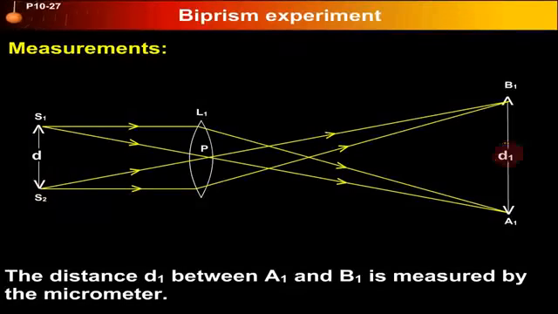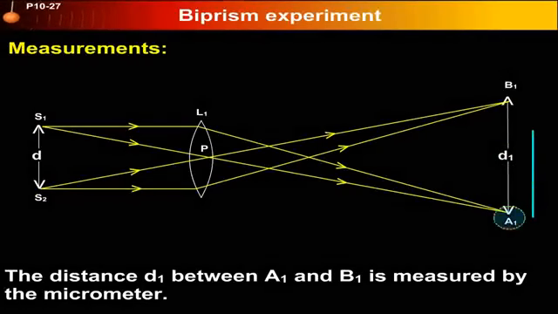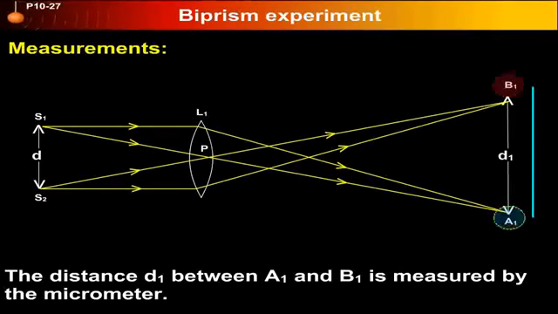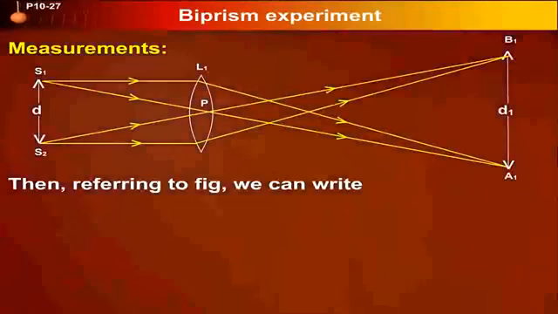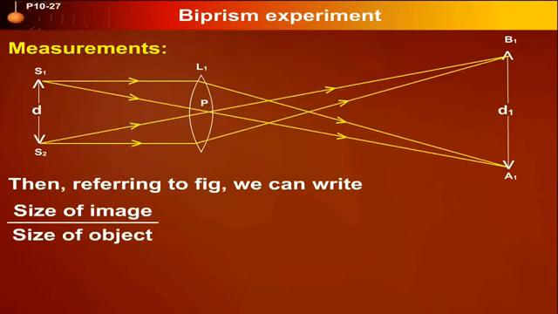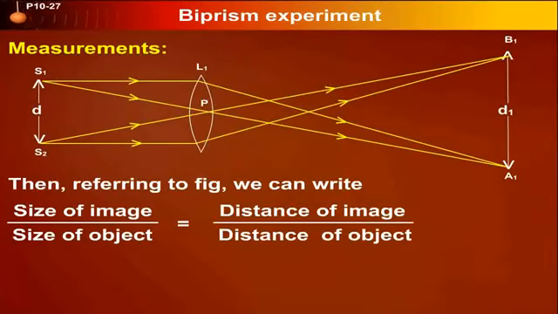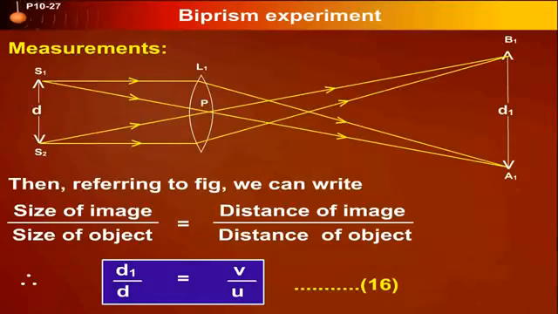The distance small d1 between A1 and B1 is measured by the micrometer. Then, referring to this figure, we can write size of image upon size of object is equal to distance of image upon distance of object. Therefore, small d1 upon small d is equal to v upon u.